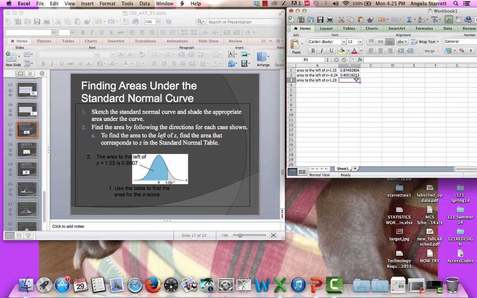Because it is so much quicker and easier, and you really should have an Excel spreadsheet up when you go through your homework. So let's do equals norm.s.dist. I'm looking for 1.23. Always type true, and the area to the left is 0.8907, as we can see from this chart. So again, if I want the area to the left, all I have to do is type in my function norm.s.dist, put in my z-score, and type the word true.